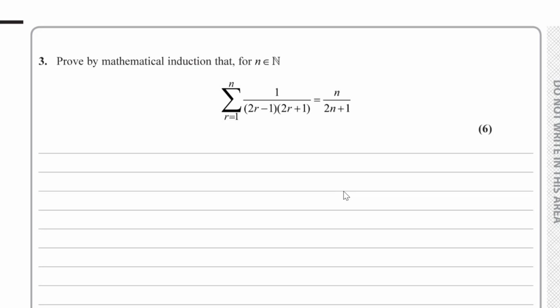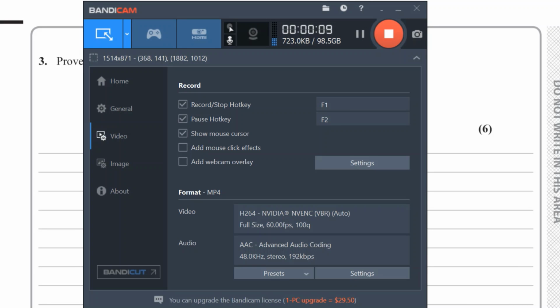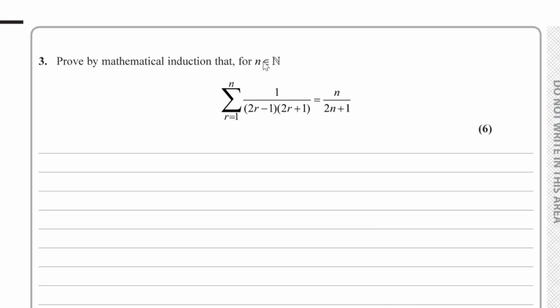For question number 3, we have to show by mathematical induction that for n being a natural number, the sum from r equals 1 to r equals n of 1 over 2r minus 1 lots of 2r plus 1 is equal to n over 2n plus 1. Now, I wouldn't recommend splitting this up into partial fractions, there's just no need. Follow the usual steps in a proof by induction question.